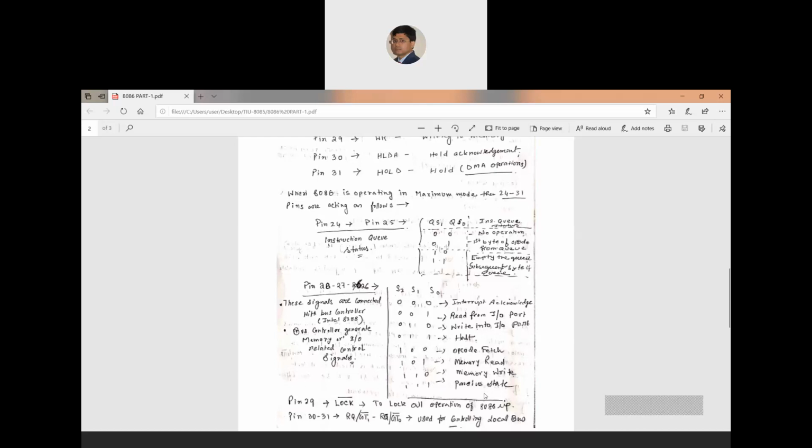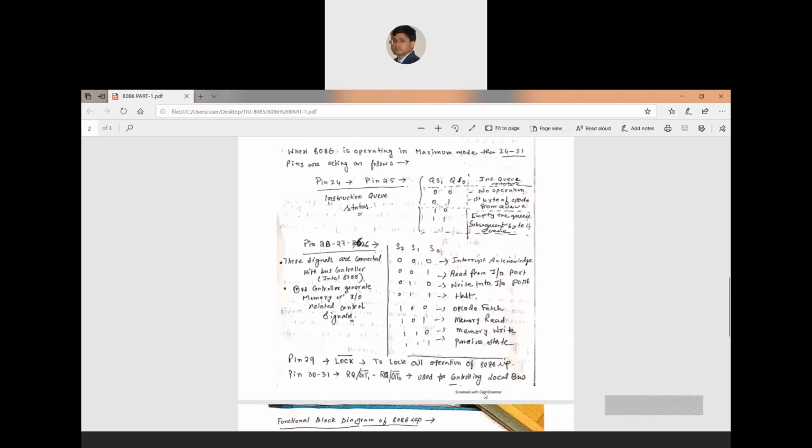So basically these informations are sent to the bus controller through these pins from 8086 when it is working in a multiprocessor system. So you understand that this kind of configuration is totally new in 8086. It is not present in 8085. So this is actually a kind of improvement of 8086. Okay, and then pin number 29, which is the lock pin. Whenever it is necessary to lock all the operations of the 8086 microprocessor in a multiprocessor system, pin number 29 is used, okay, to lock.